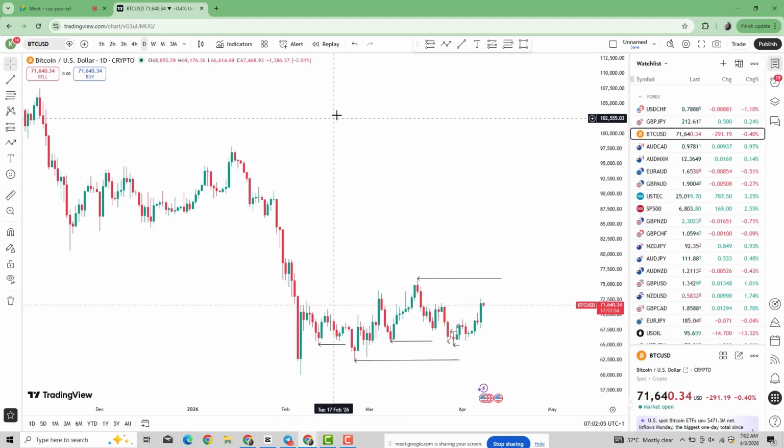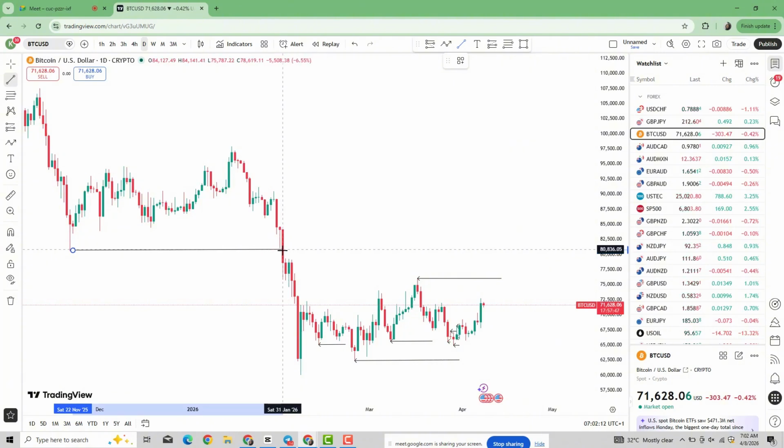Now, looking at the general trend of BTCUSD, BTCUSD is still bearish, no doubt. Look at this, you can see it here.